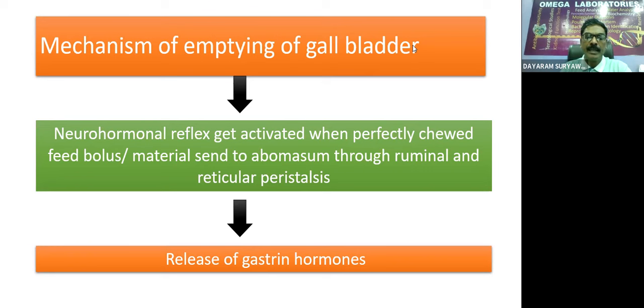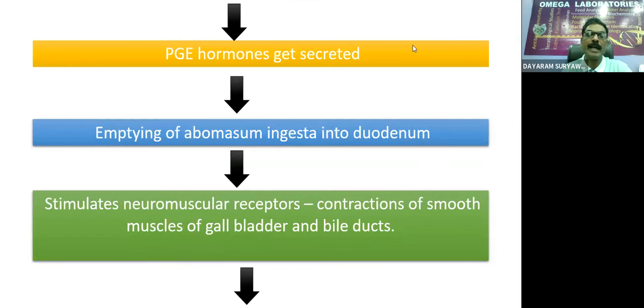Then there is a release of gastrin hormone. Whenever the ingesta is pushed from the rumen to the reticulum and from the reticulum to the abomasum, gastrin is released. Along with gastrin, prostaglandin E hormones are secreted. Then the abomasal ingesta empties into the duodenum. This stimulates the neuromuscular receptors, the smooth muscles of the gallbladder start to contract, and the bile is released into the duodenum.